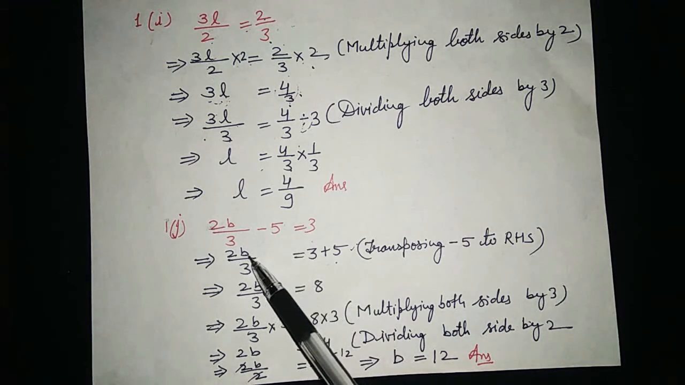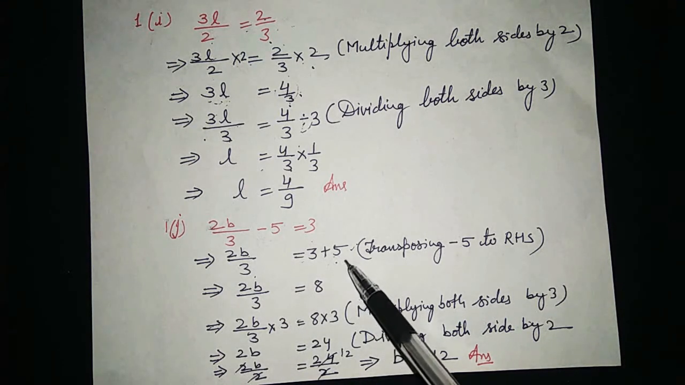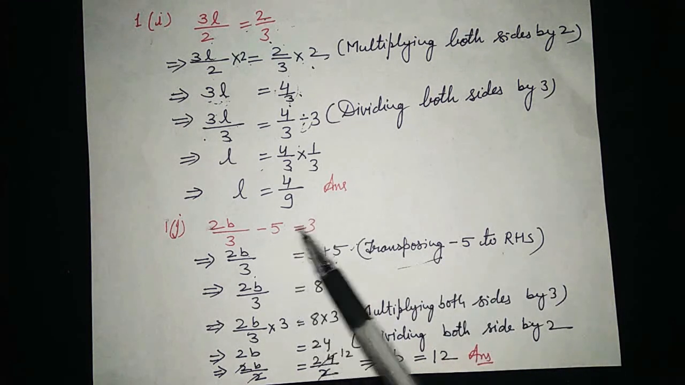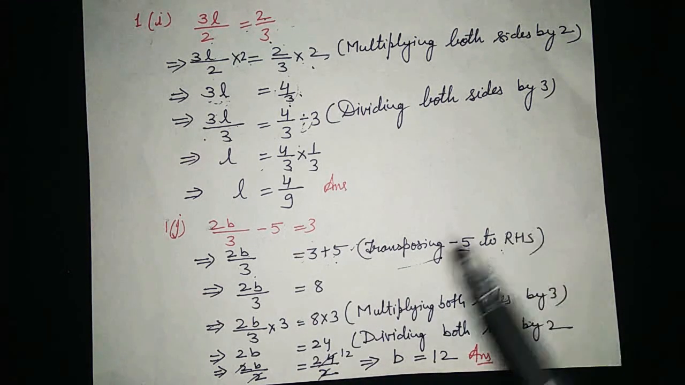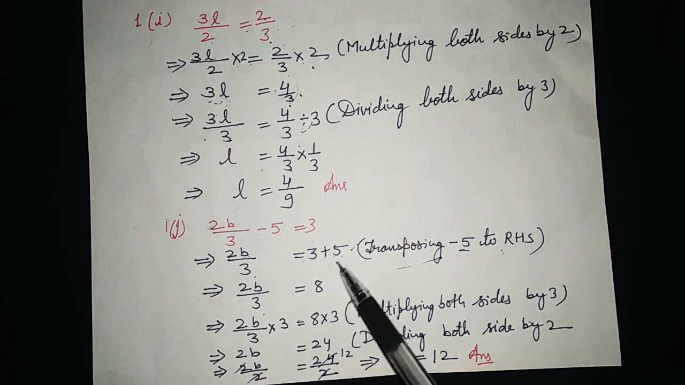And equation will be 2b upon 3 is equal to 3 plus 5. And in the bracket you will write transposing minus 5 to RHS. Now equation is 2b upon 3 is equal to 3 plus 5, here 8.